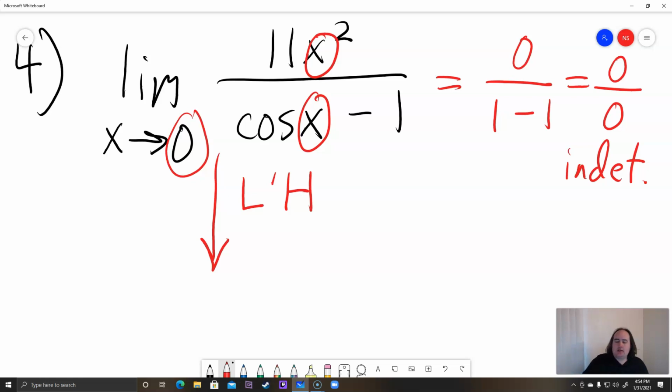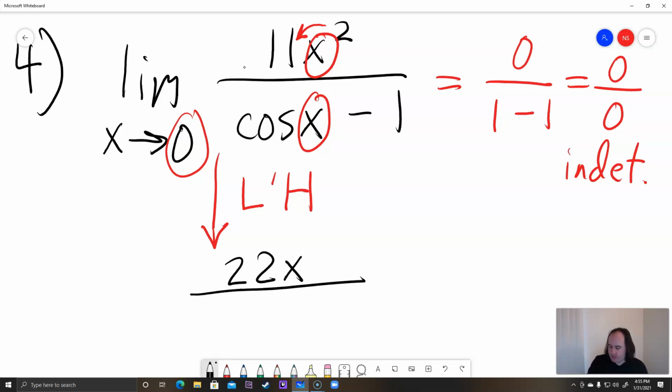Now I'm getting so lazy, I'm just going to write L-H. That means L'Hopital's. Okay, and then, so we're going to be taking the derivative on the top and the bottom. So on the top, we use the power rule. So we go ahead and bring the 2 out front, and we decrease the exponent by 1. So on the top, we're going to have 2 times 11 is 22x.